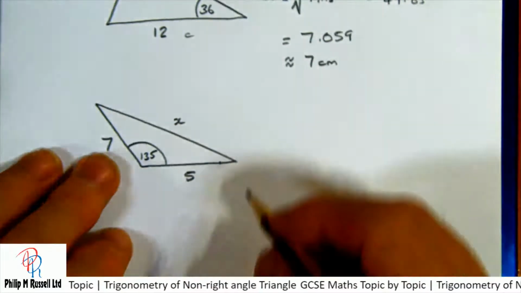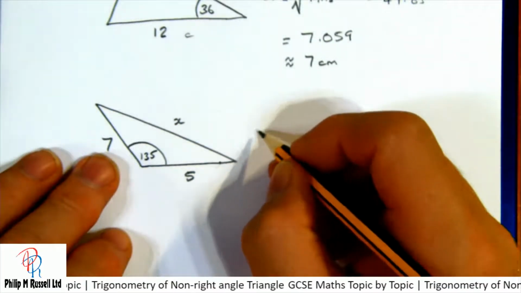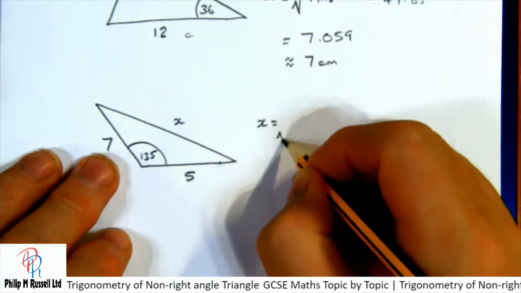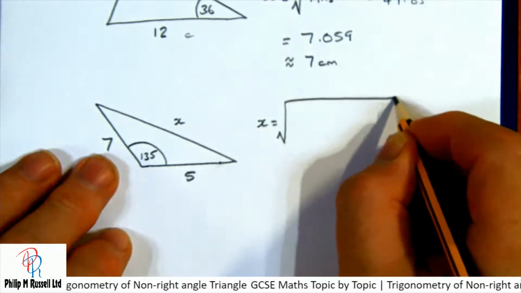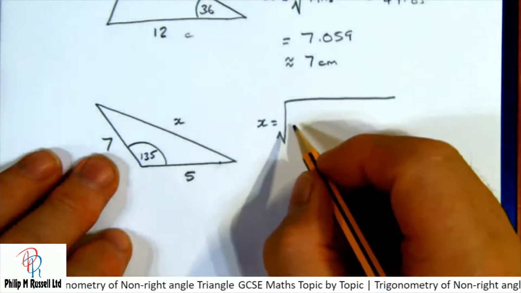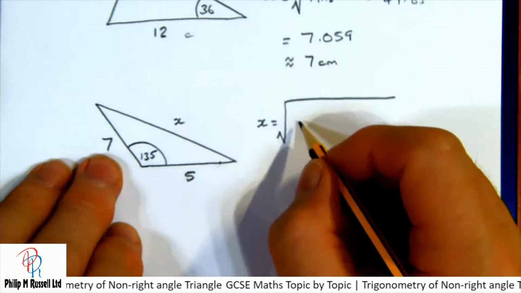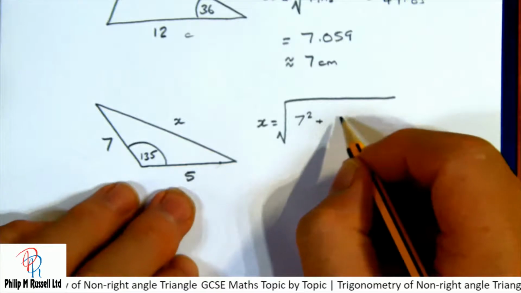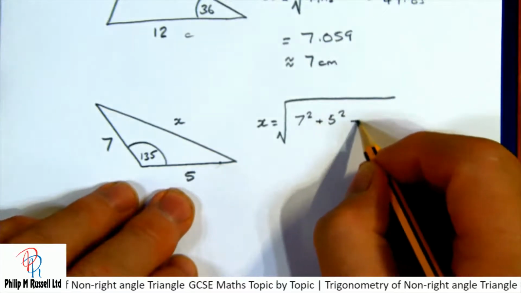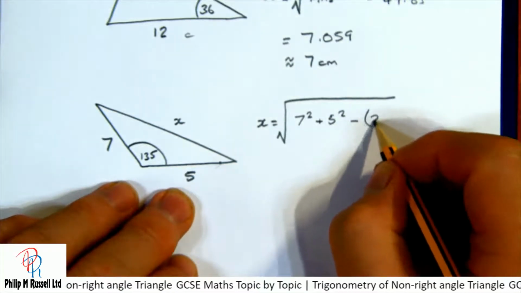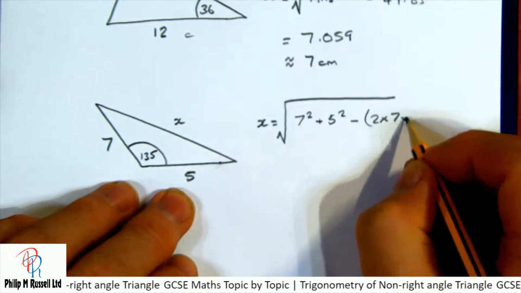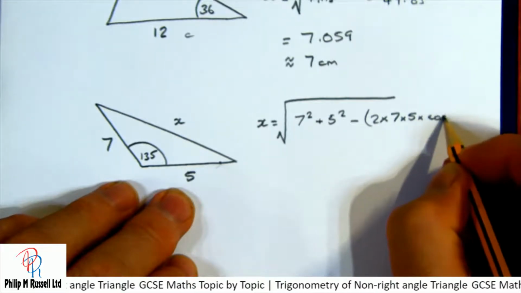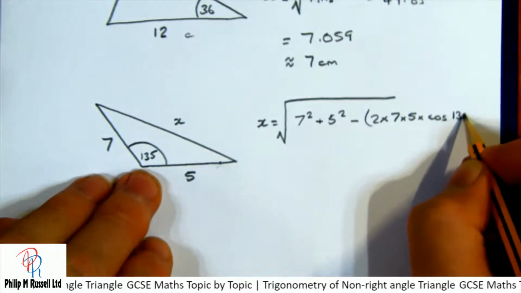Let's do it all in one go this time. So my side X is going to equal the square root of all this equation, which is going to be 7 squared plus 5 squared minus 2 times 7 times 5 times the cos of 135.